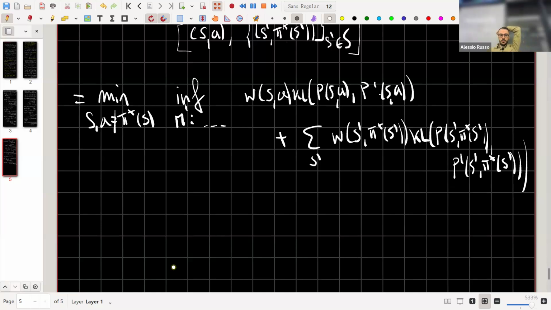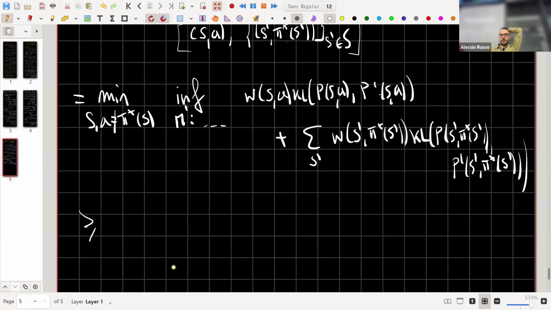So what we want to do now is to try to find a lower bound. Because remember, this is the inverse of the characteristic time. So if we find a lower bound, it will become an upper bound for the original characteristic time, which is the direction that we want.